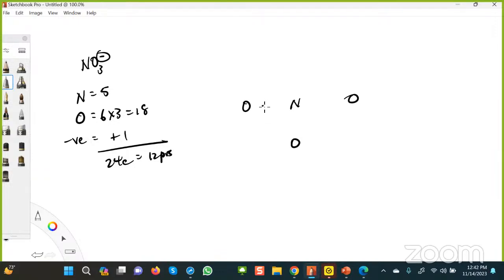Okay, so the bonding pairs. 1, 2, 3. What next? We have used 3 of the 12 pairs. So what next? Okay, so 4, 5, 6, 7, 8, 9, 10, 11, 12. What next?